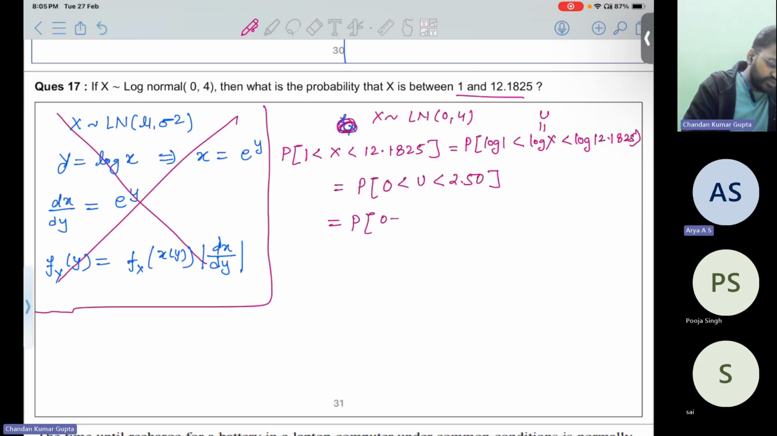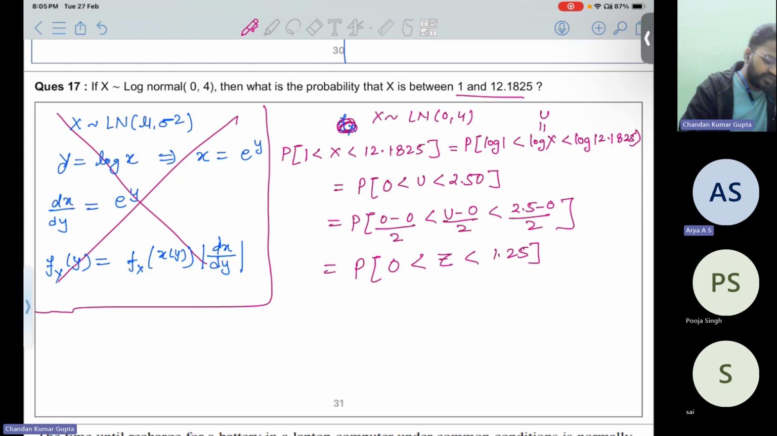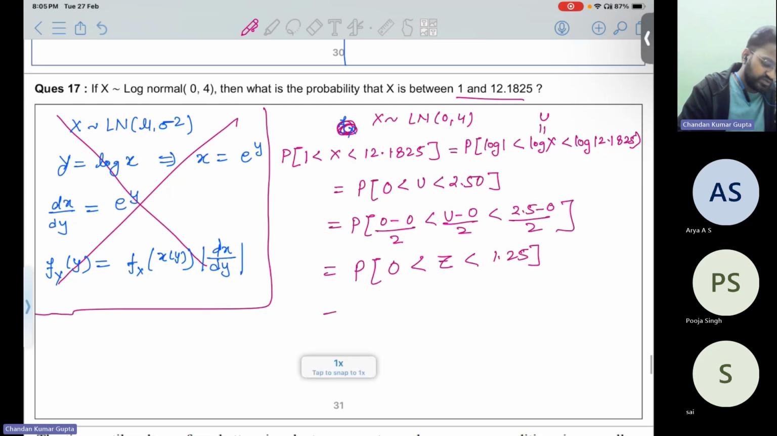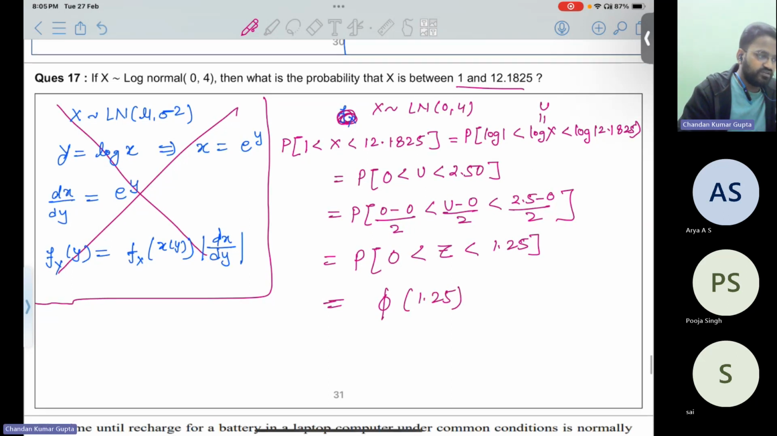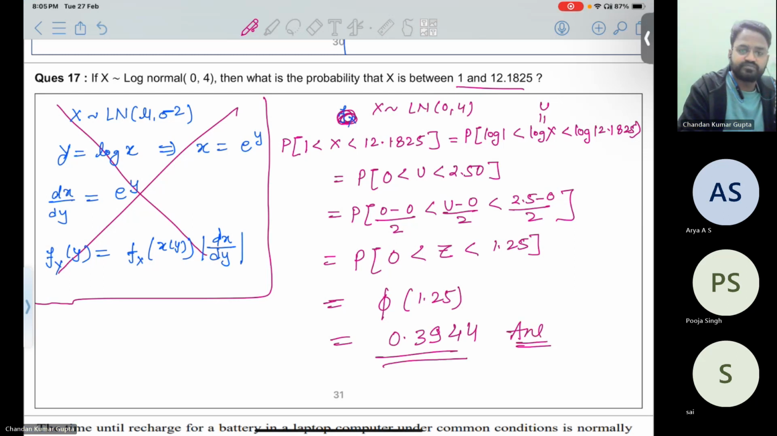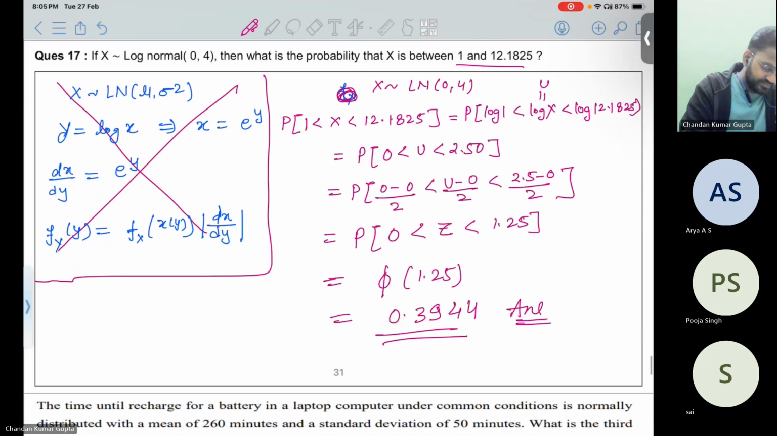So similarly, the probability is: (2.5 minus 0) upon 2, which gives z equal to 1.25. Clear? Which is equal to phi of 1.25. And again, with the help of the normal table, you will find the value of this is 0.3944, which is the required probability.